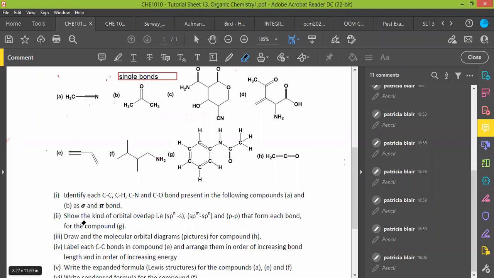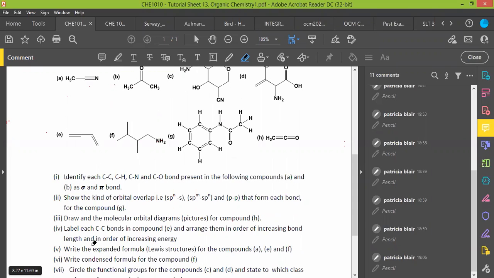And then 5, write the expanded formula, which is the Lewis structures for the compounds A, E, and F. So what you're writing is the Lewis structure, okay? You are writing the expanded, and you are also writing the condensed. For the expanded, I'll do E, and then you do A and F.